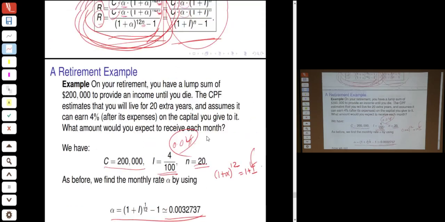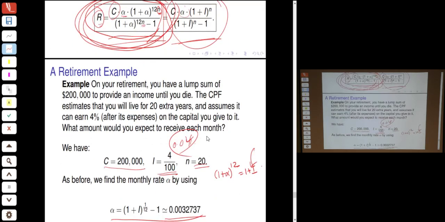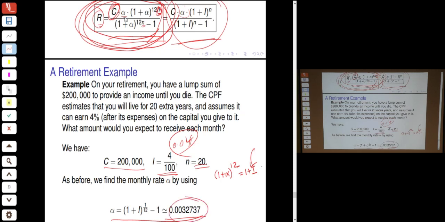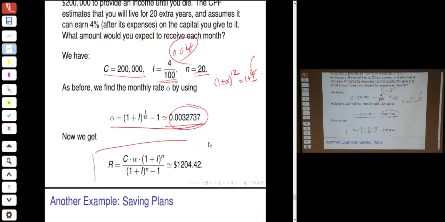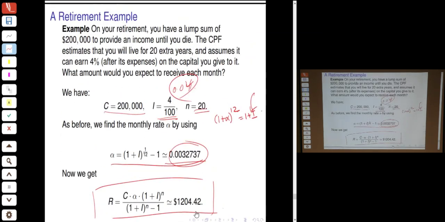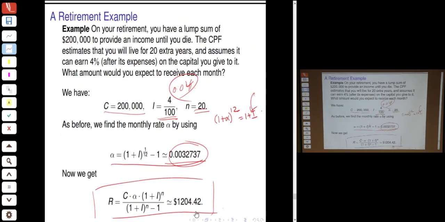Okay, so now let's see where we stand with respect to this formula. C we know, N we know, and alpha we just calculated. So let's just plug that in and get the monthly payment that you can receive from the CPF board to be $1,204.4. Okay. Any questions?